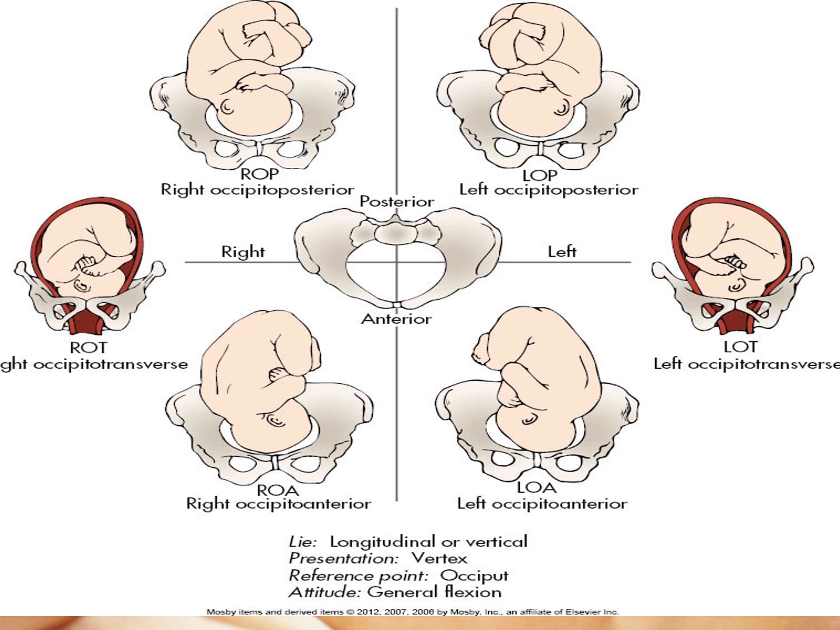Now, when we talk about the vertex, this refers to the top of the head with the baby's head flexed with his chin toward the chest. Okay, but also cephalic is head down. But you may hear those terms interchangeably. And then reference point is occiput. So it's going to be the back of the head. And you can see for attitude, and we'll talk about these briefly in a moment, it's general flexion. And so that's where the baby's head is flexed with its chin toward the chest.